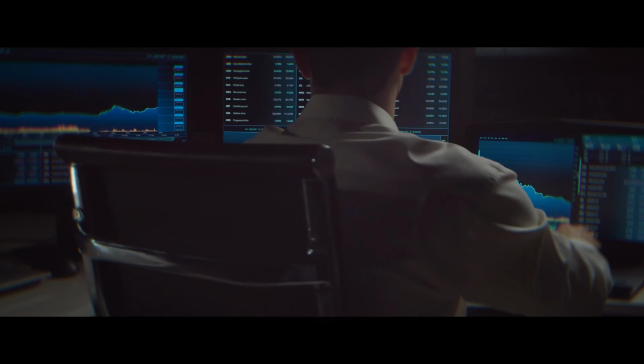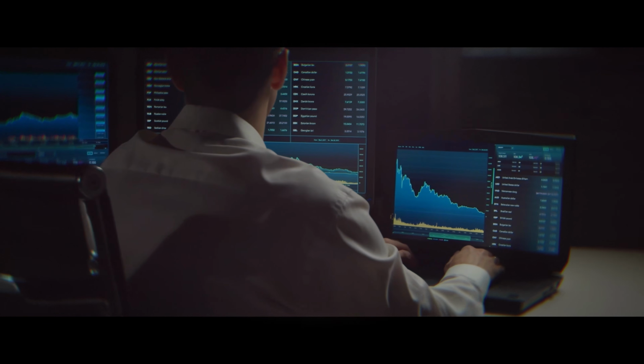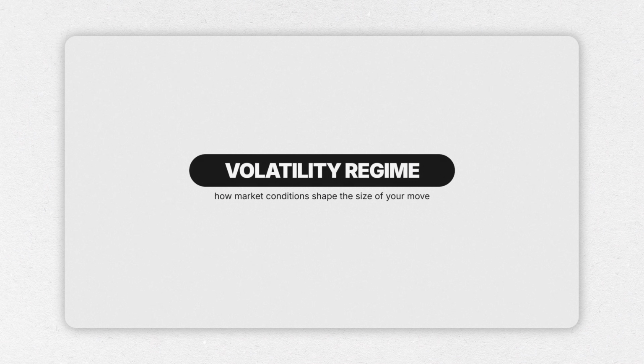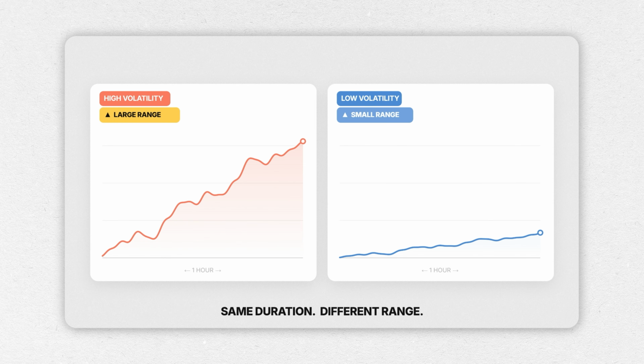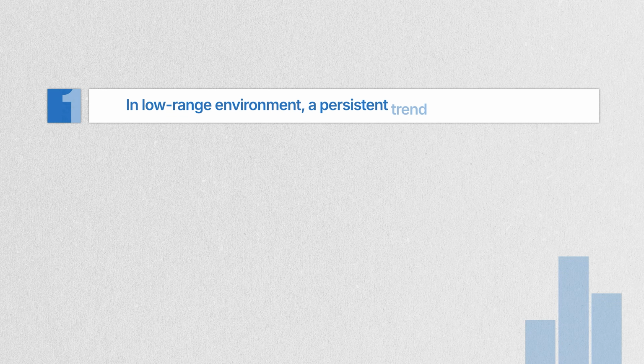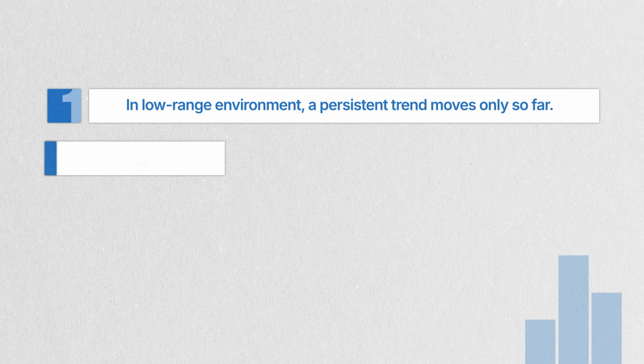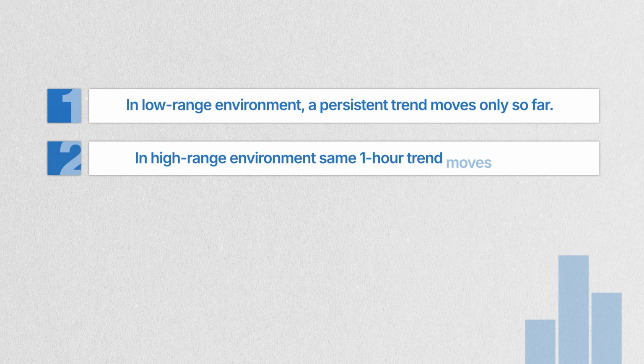Those are often the best days for option sellers, and on such days, you may not get a clean scalp trade at all. Also, keep in mind that even if the microtrend lasts for an hour, the size of that move, the number of points it actually covers, will largely depend on the broader volatility regime in the market. In a low range environment, even a trend that persists can only travel so far. In a high range environment, the same 1 hour trend can cover substantially more ground.